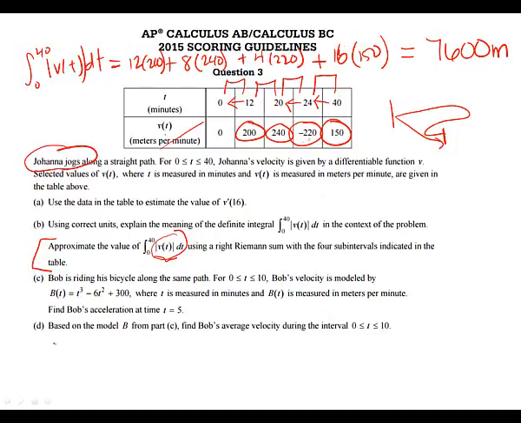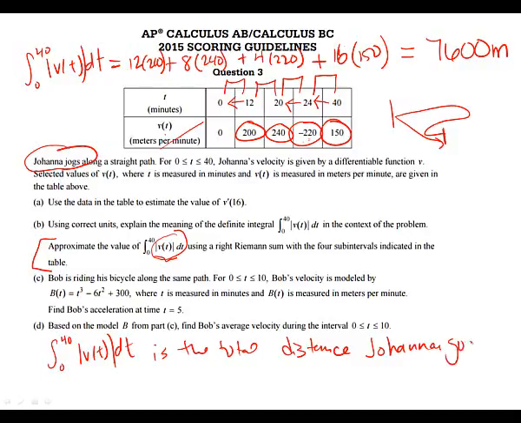She's jogging. Okay, so we would say that, I'm going to put it down here at the bottom, the integral from 0 to 40 of the absolute value of v of t dt, okay, is the total distance Joanna jogs in meters over the time interval, so over the interval from, where do we start, 0 to 40, and that's good. Oh, you might want to label it minutes, right?